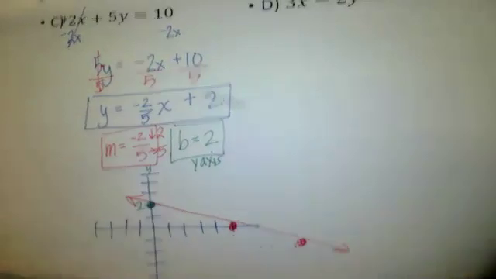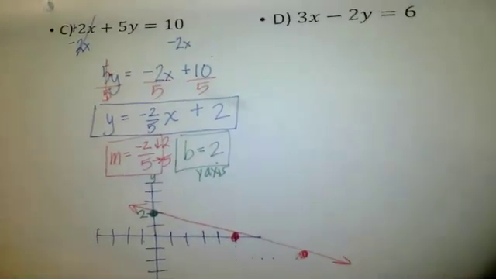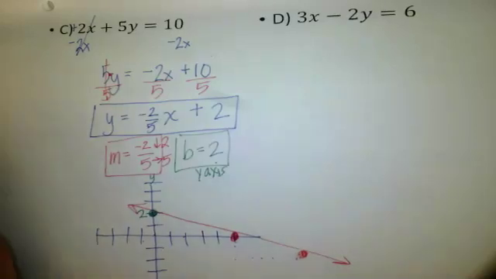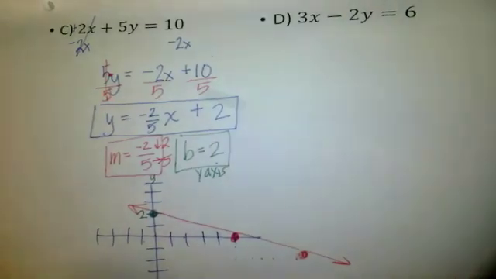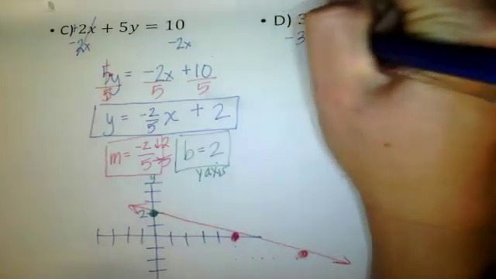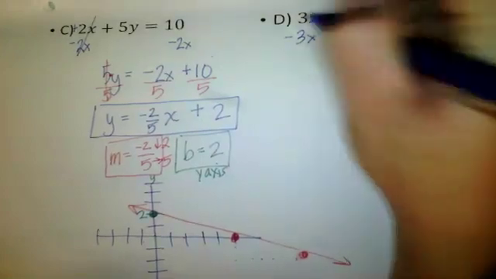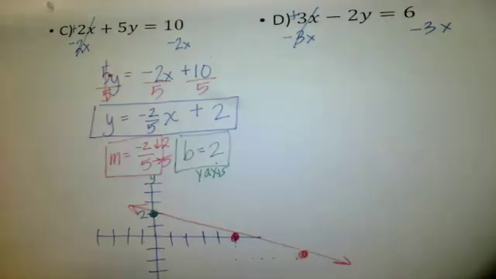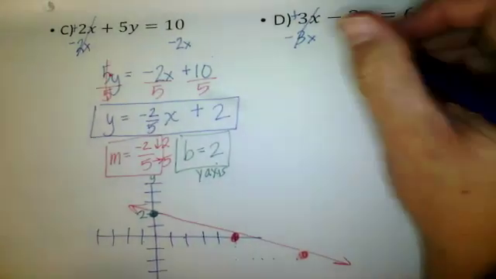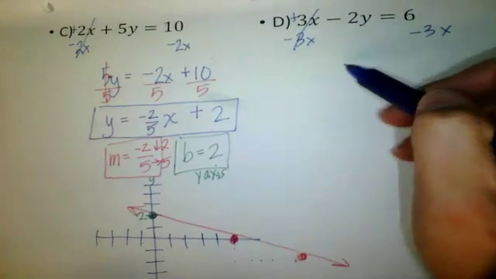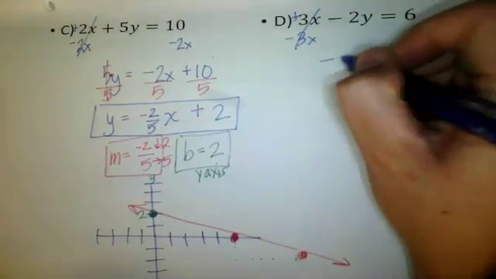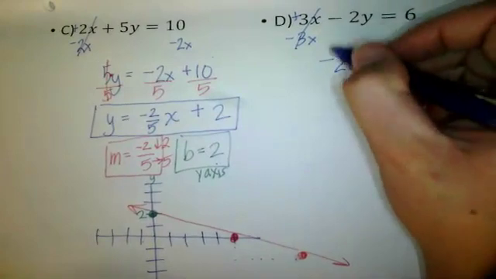All right. Letter D. 3x minus 2y equals 6. What should you do first? Just the 3x? Good. So subtract 3x, subtract 3x. Positive 3x and negative 3x is 0. What's left on the left side of the equals? Very good. Negative 2y. Don't forget your negative, ladies and gentlemen.